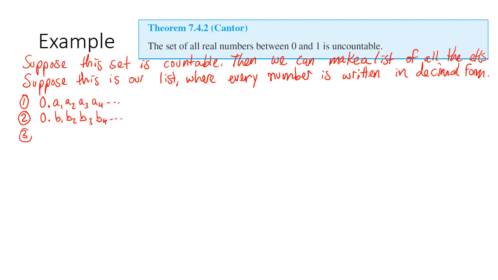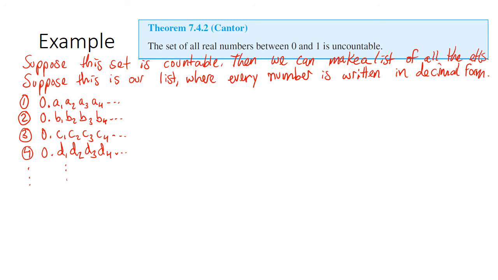And then suppose the third element is 0.C1, C2, C3, C4, and so on. And suppose the fourth element, so it goes on like this. I think you see what I'm doing. I'm going to run out of letters eventually, but I can just start numbering them after that or something. So this is going to go on like this.